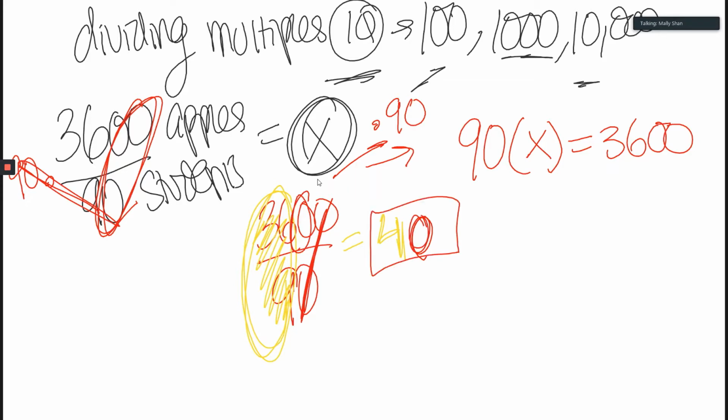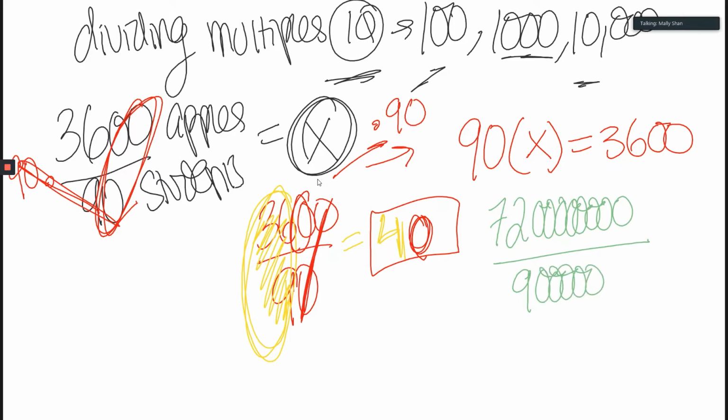If we look at another example, you can do this with any big number that is a multiple of 10s. So let's look at this big crazy number. Let's say 72 followed by eight zeros, divided by 9 followed by five zeros. These numbers might look intimidating. This is even more than a million, I think. Yeah, it's even more than a million. And then this one is 900,000.